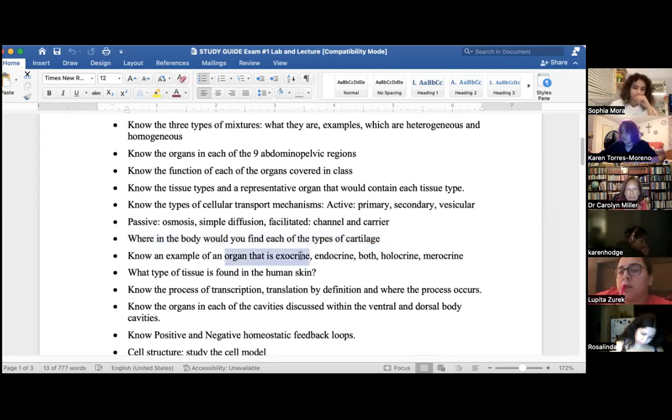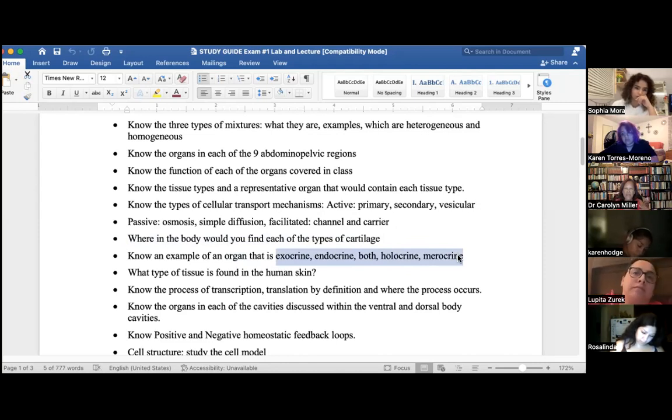Know an example of an organ that is exocrine, endocrine, both, holocrine, merocrine. This one will also come up later on the exam. There's often not just one question. There can be multiple questions on the same concept.